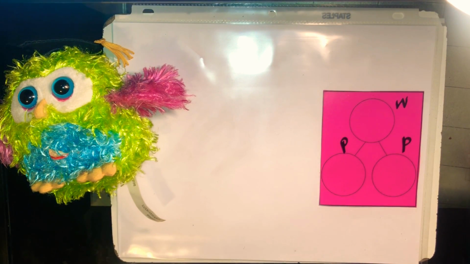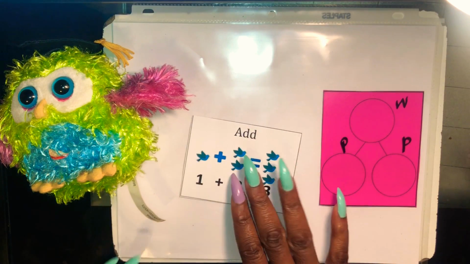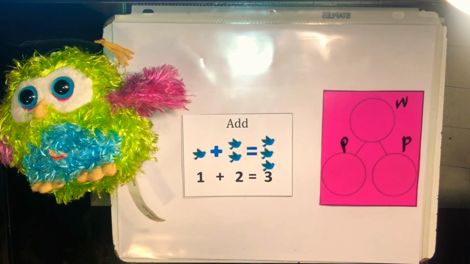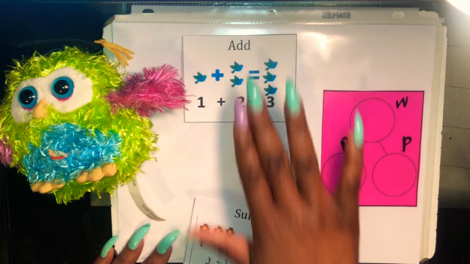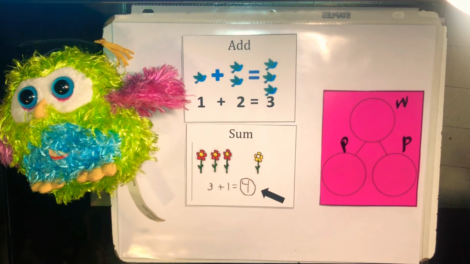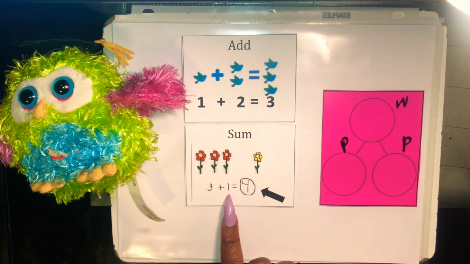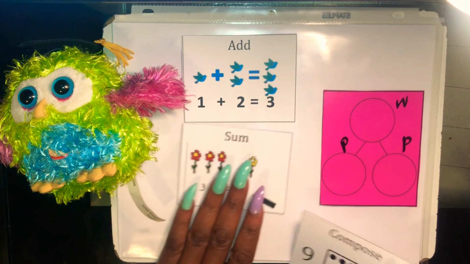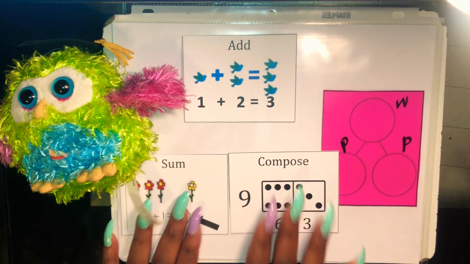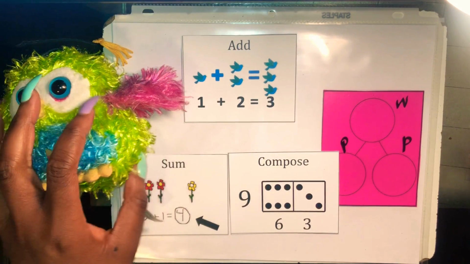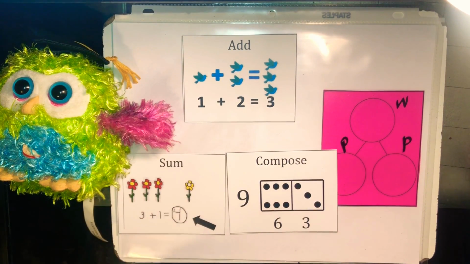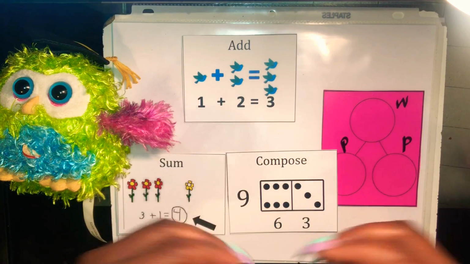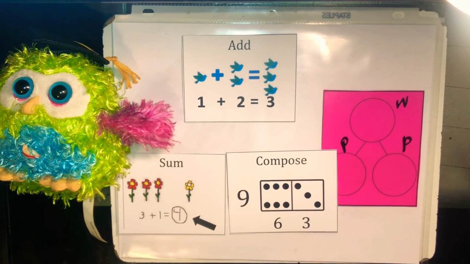But before we get started, let's go over some of our vocabulary words. This word is add. When you add, you put numbers together. This word is sum. The sum is the total of the numbers that you add. Okay, so if you add a 3 and a 1, the sum will be 4 because those two numbers together equal 4. The last word we're going to go over is compose. When you compose, you use the two parts to make your whole. So you have to find the two parts that you use to make your whole. You're putting together numbers to make your whole.